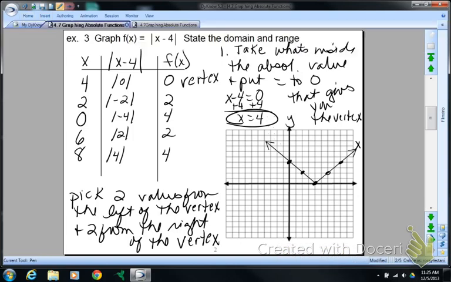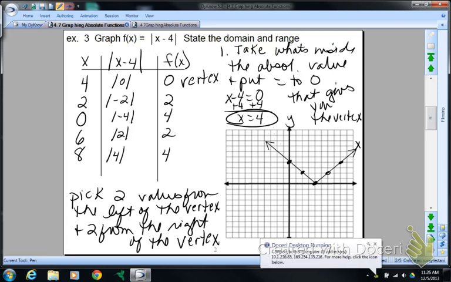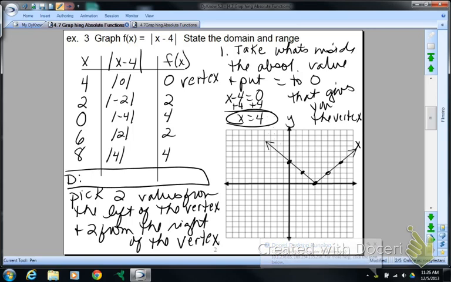Now we need to state the domain and range. Don't forget to do that. I'm kind of running out of room here. I'm going to state the domain right here. What is the domain? The way to write that is capital D, which stands for domain, with a colon.